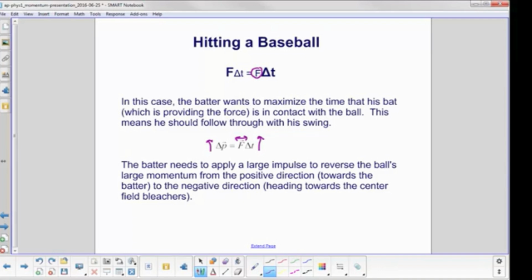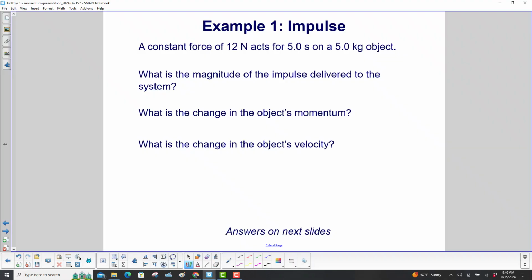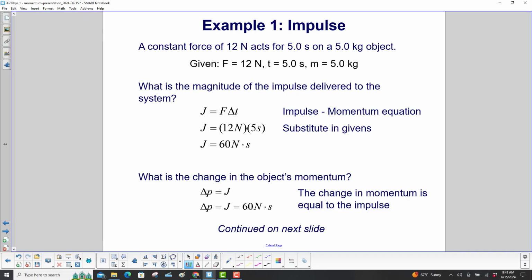A constant force of 12 newtons acts for 5 seconds on a 5 kilogram object. What is the magnitude of the impulse delivered to the system? What is the change in the object's momentum? What is the change in the object's velocity? We write our givens, and we're just interested in the magnitude this time. There's no direction. So impulse equals F delta t. Substitute in our givens, and we get the impulse is 60 newton seconds.